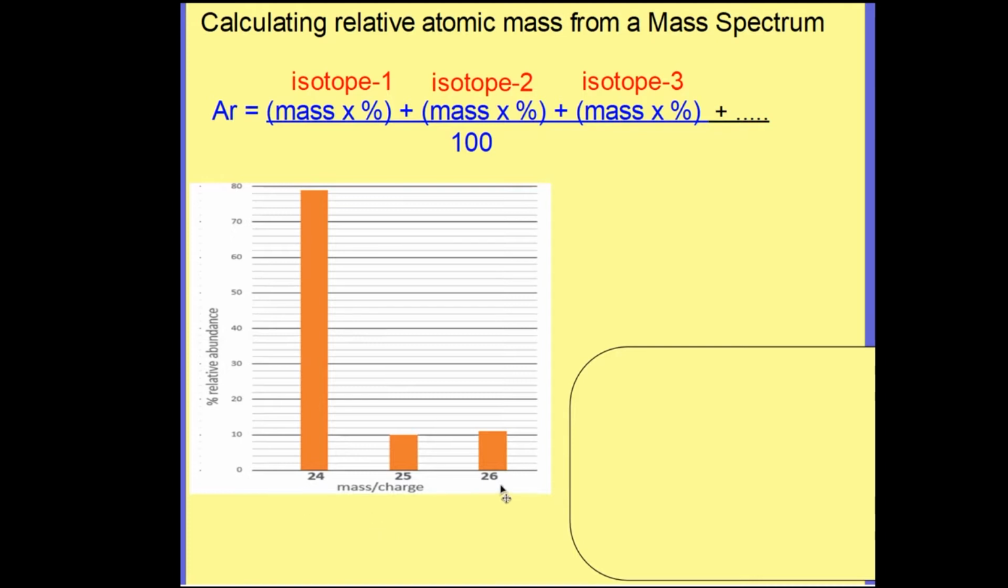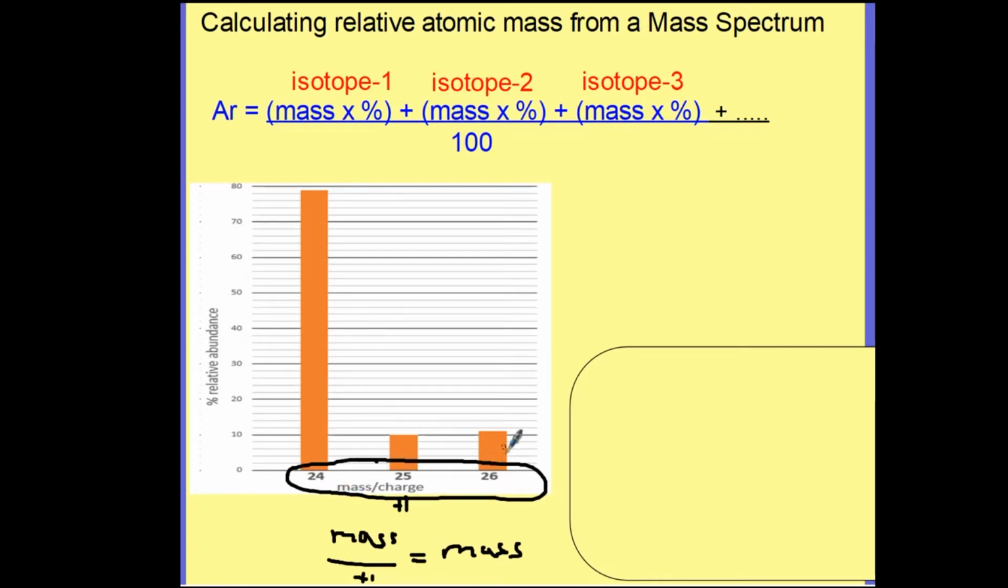Well, the bottom axis on a mass spectrum is the mass to charge ratio. In terms of a mass spectrum, the charge will always be +1. So the mass over +1 equals the mass of the isotope. So these here are the masses of the isotopes that are present, and we can see that we've got 3 different isotopes there. Up the side is the relative abundance, so we just need to read those off the graph.